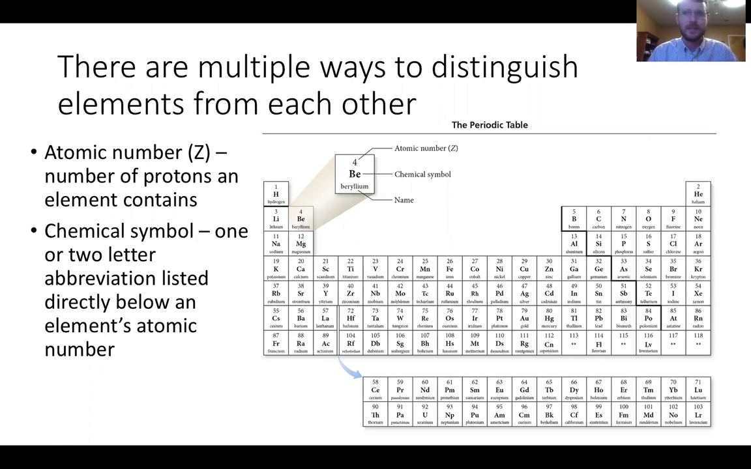The chemical symbol is another way that we can distinguish one element from another. This is usually a 1 or a 2-letter abbreviation that we give to the element. And usually it's below the atomic number, so H for hydrogen, He for helium. Some of them do not make any sense, like Fe for iron, Mn for manganese, Au for gold. Why would iron be Fe? There's no Fe in iron. That actually comes from the Latin term ferrous, for iron. And so they took the first 2 letters of that. That's why some of them are a little different.